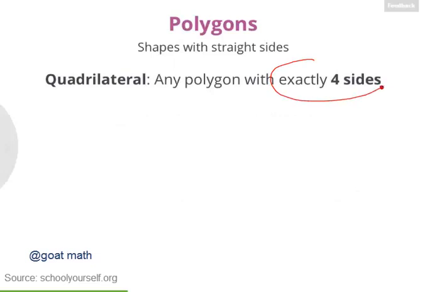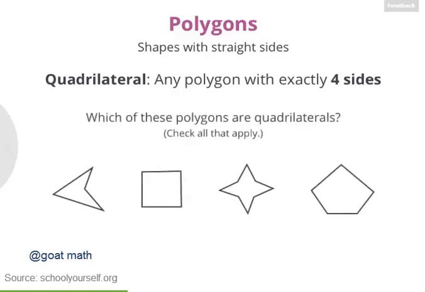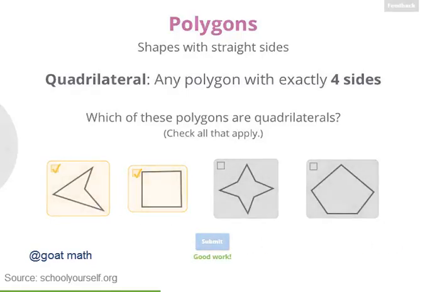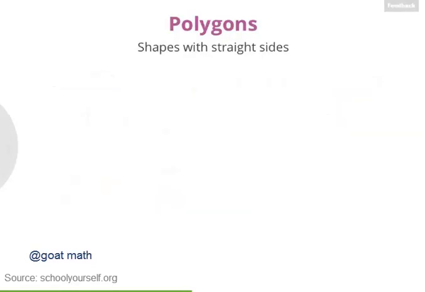A polygon with exactly 4 sides is called a quadrilateral. That's a pretty long word, but the most important part to remember is quad, which is a prefix that means 4. Okay, so which of these polygons here are quadrilaterals? Excellent, you really got the hang of this.